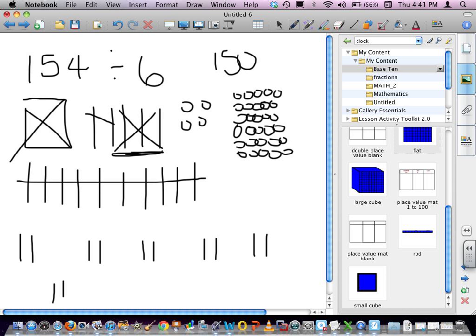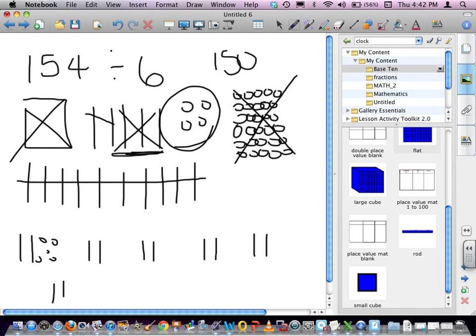Okay, so now I have 34 cubes to share. I have 6 equal groups. How much can I put in each group? 5. So each one's going to get 5 little cubes. Okay, can we pretend that I've put 5 in each one? And I've used how many of them all together? All of the 30. And how many do I have left over? 4. So I have a remainder of 4. Now, 25 and a remainder of 4. I have 25 with a remainder of 4.